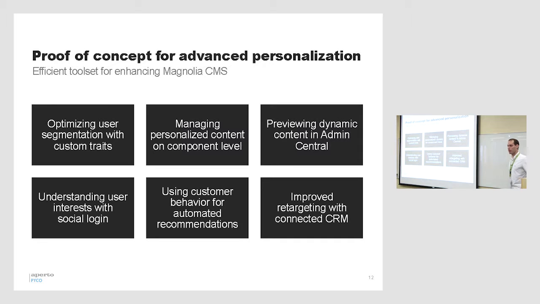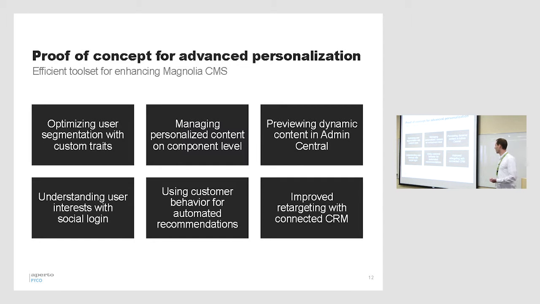Okay, our proof of concept has 6 main features, and I will explain the concept of these features in the next slides, and I will also demonstrate some features on our demo server. First of all, we want to optimize the user segmentation with additional traits. Magnolia already provides some traits for targeting, and we have implemented many more traits to get many more criteria for targeting. We also have improved the user experience for the editor, so you can now edit content on a component level and not only on a page level for targeting your audience. You can also preview your dynamic content in the admin center to verify that your content is working before you publish it.